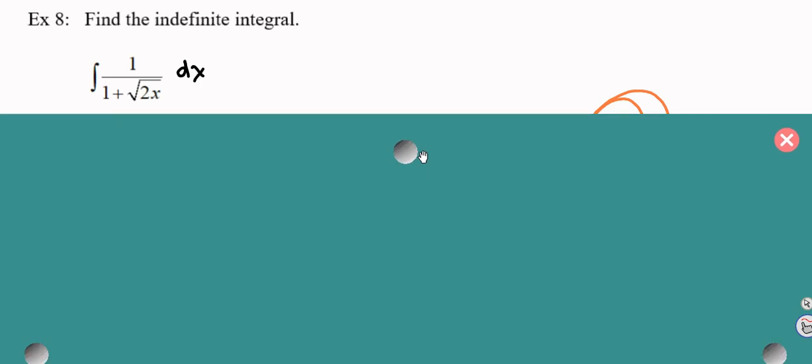Let's talk through it without me revealing too much. Here's the strategy. Your u is going to be your denominator, okay? And then your du, this is where it's going to be really tricky. Your du is going to have things in it that the integral doesn't have, so you're going to have to get clever.